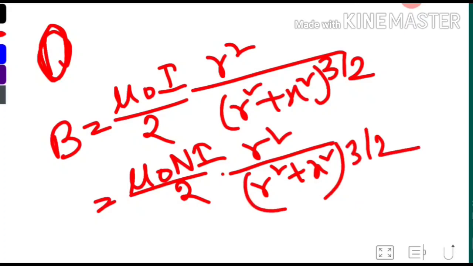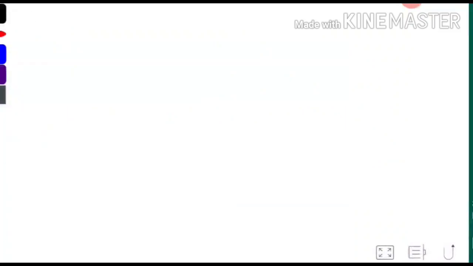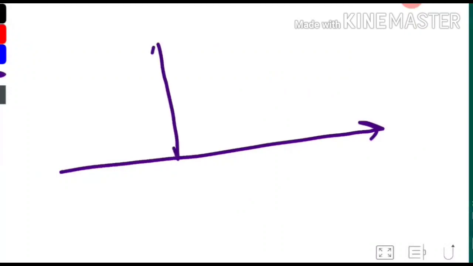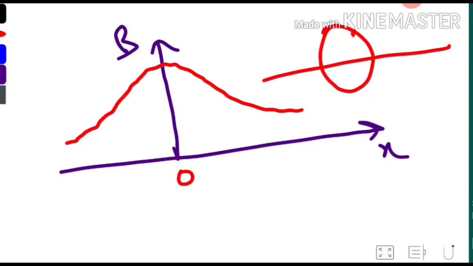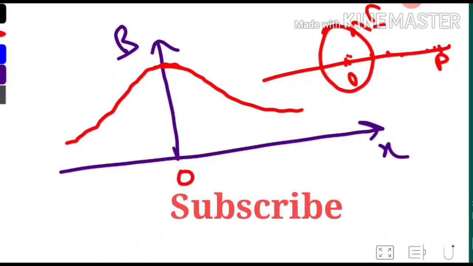If we find the magnitude, we will get a graph. How will it be? Let these be the two axes. Along this axis B is plotted and here X, and our graph will be in this way, and this is O. That means if it was the coil, and here current is flowing, and this is our point P, and this is our center O, then at the center the magnetic field will be maximum. When our observation point is far away from the center, the magnetic field will decrease.